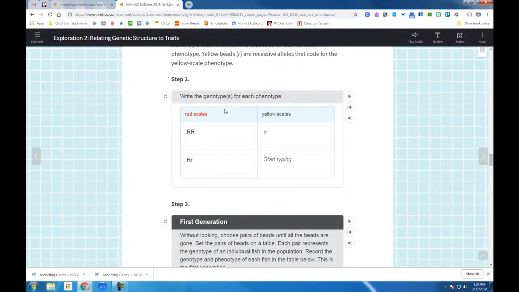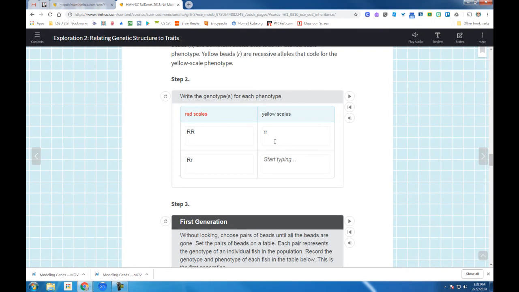And the first thing they ask us is, what are the genotypes? So we should make clear that genotypes means, what are the letters? What are the actual genes it's getting? And phenotype means, what is it actually going to look like? So in this table, we filled in under red two big R's. That's one way to get a red. And a big R and a little r. That's another way to get a red. The only way to get yellow is if you end up with two little r's.